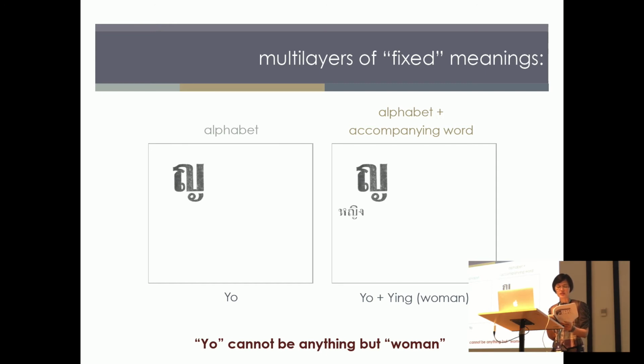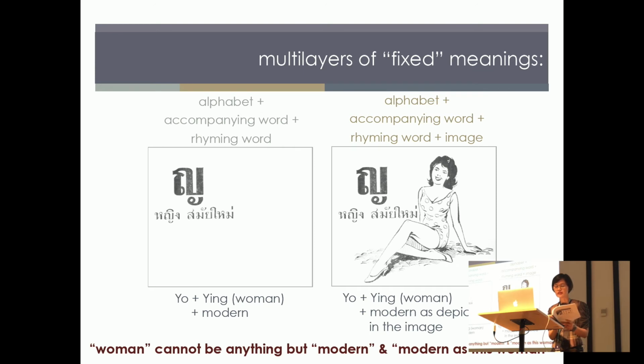Then the rhyming words fixed the meanings of that woman. She cannot be anything else but being modern. Finally, when the illustration became visible, another layer was added. The modern woman cannot be anything but being as represented in the image. In this case, smiling and posing to be photographed on the ground in a swimming suit.